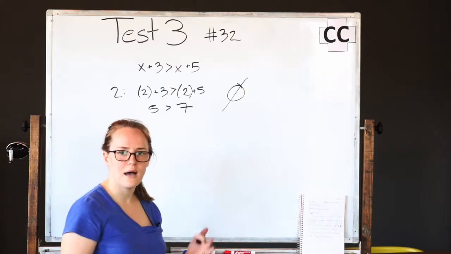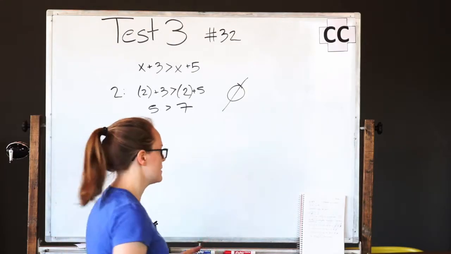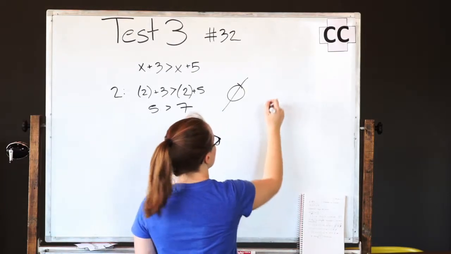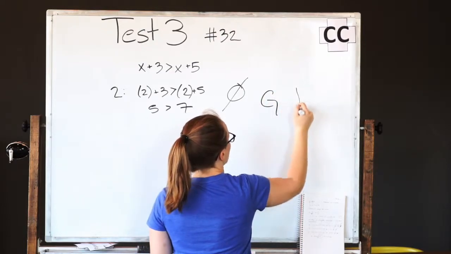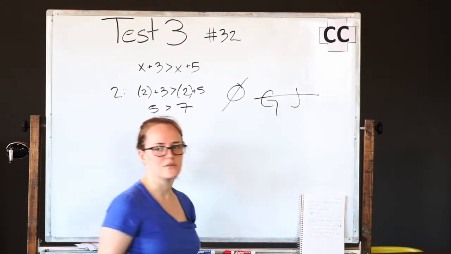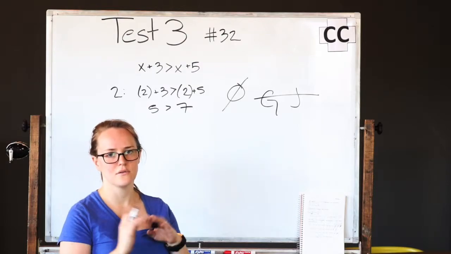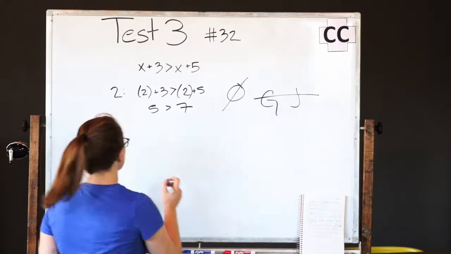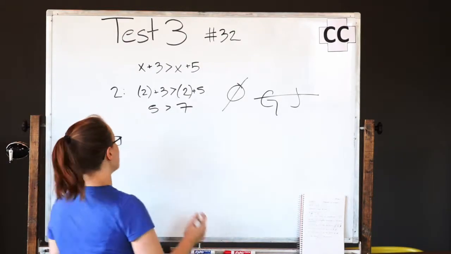And 2 is a positive or non-negative real number. So that means we can eliminate options G and J because both of those include positive real numbers. So those two are out of the question. Next, let's try a negative number and see how that goes.